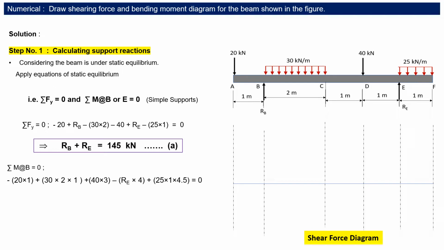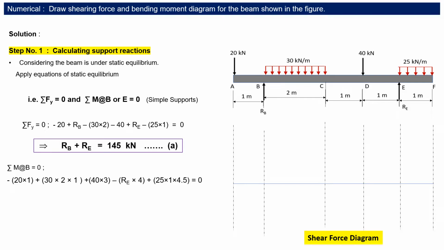This is the simple sign convention for the moment of a force. Now you can see that the 20 kN load gives an anti-clockwise moment, so we take minus 20 into 1. Then plus 30 into 2, the total UDL converted into a concentrated load, which acts at the mid of BC. BC is 2 meters, so it acts at a 1 meter distance from B, so we multiply the total load 30 into 2 by 1. Then plus 40 into 3, since it acts at a distance of 3 meters. Then minus RE, since this reaction gives an anti-clockwise moment, so we take it as negative, multiplied by its distance from B, which is 4.